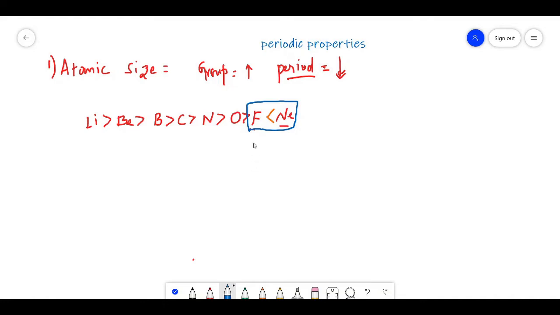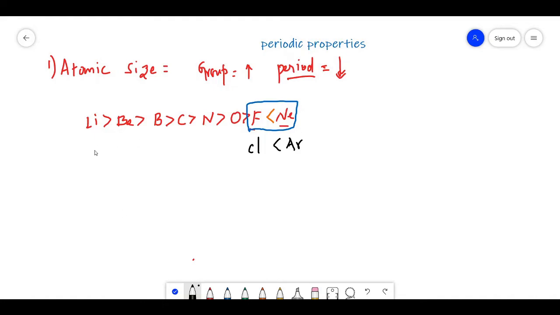If you take chlorine and argon, which will have more size? Argon. In the same way, if you take bromine and krypton, krypton will have more size. So just remember the 7A group elements and the 8A group elements. The 8A group elements will have a large size, and the reason behind it is the van der Waals radius present in the noble gases.